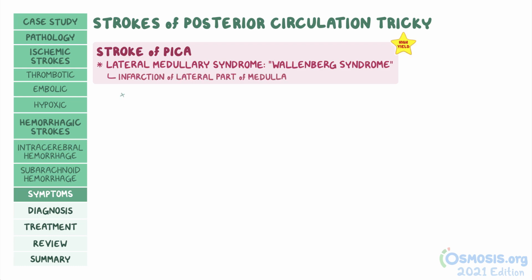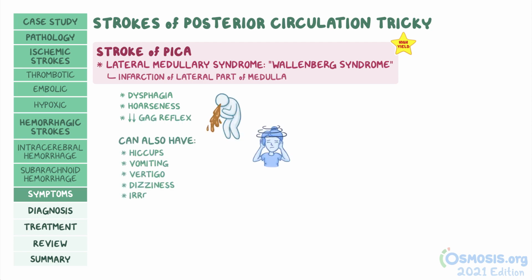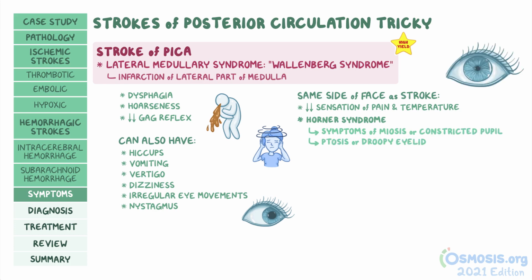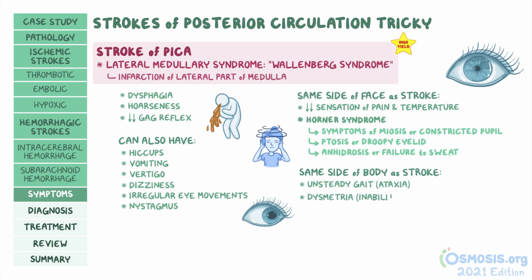Wallenberg syndrome is characterized by dysphagia, hoarseness, and decreased gag reflex. Individuals can also have hiccups, vomiting, vertigo or dizziness, irregular eye movements, or nystagmus. On the same side of the face as the stroke, they can also have decreased sensation of pain and temperature, as well as Horner syndrome, which includes symptoms of miosis or constricted pupil, ptosis or droopy eyelid, and anhidrosis, or failure to sweat. Now, on the same side of the body as the stroke, they can have an unsteady gait or ataxia and dysmetria, or inability to coordinate movements.